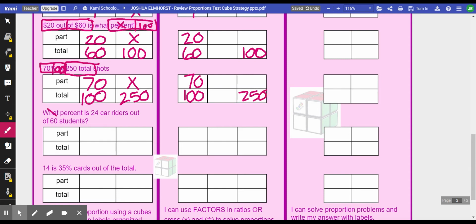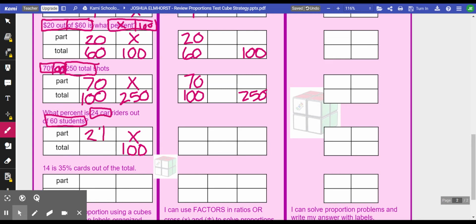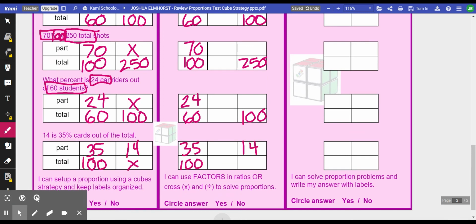And what percent? Percent is 100. And it says what percent, so we're going to put in an X over 100. We're not sure what that's going to be, we'll figure that out. We have 24 over 60, and then something over 100. So just setting up the last part here.